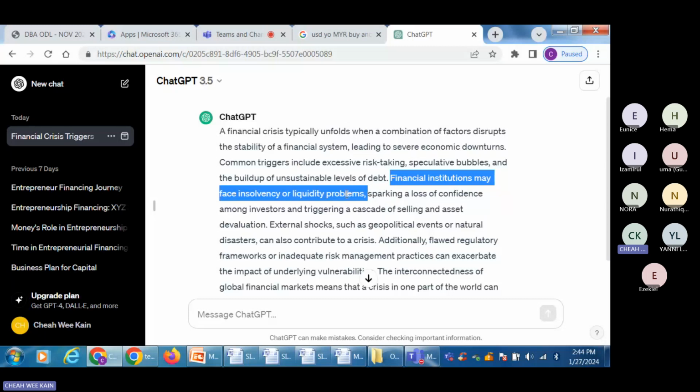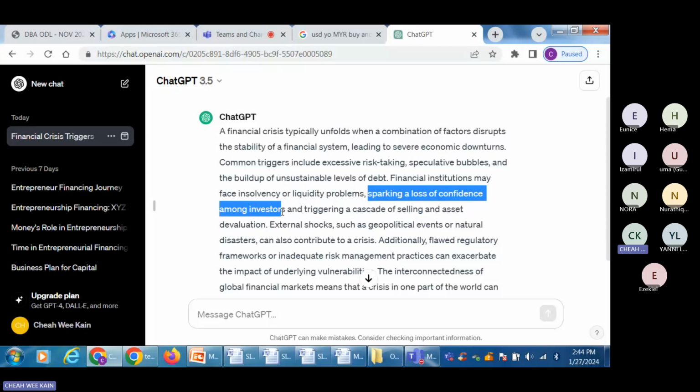You go to the ATM machine, you try to draw money, but there's no money in the ATM machine. So this will spark a loss of confidence among investors. Why does the investor lose their confidence? Very simple. When you have an economic crisis, people don't want to invest money. Everybody wants to keep their money because they want to use it to buy things for themselves, to eat or to use. So they don't spend money on investment.